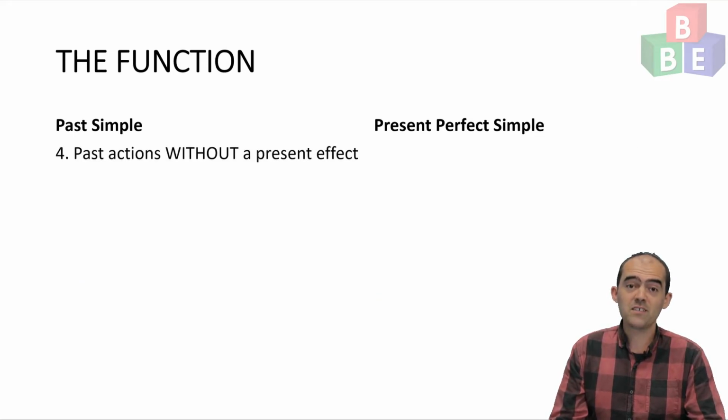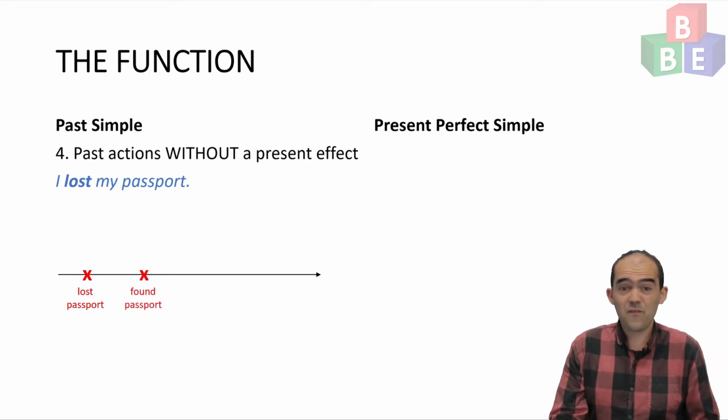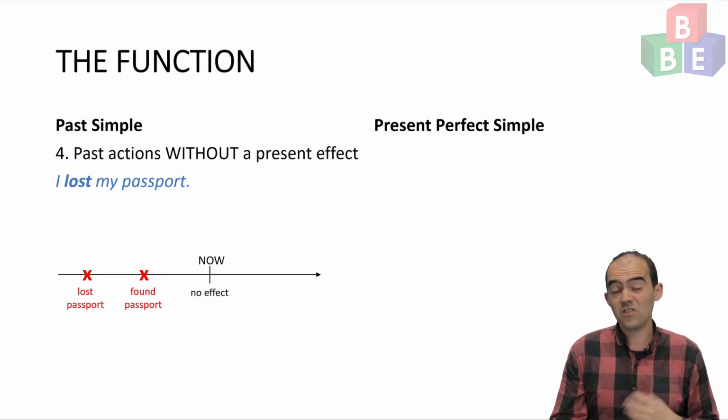Next, the past simple talks about past actions without a present effect. So if I say I lost my passport, this means I lost the passport and then I found it again, so that now there is no effect. It does not bother me.